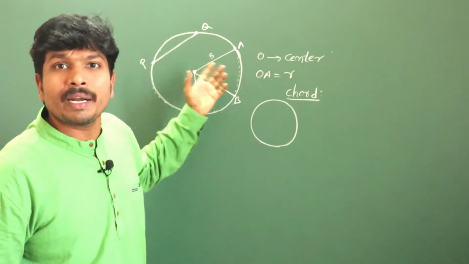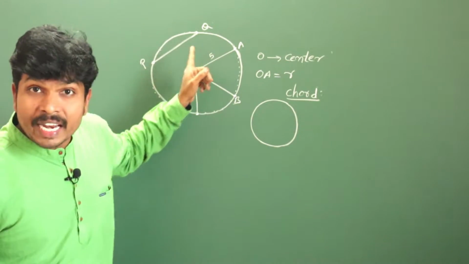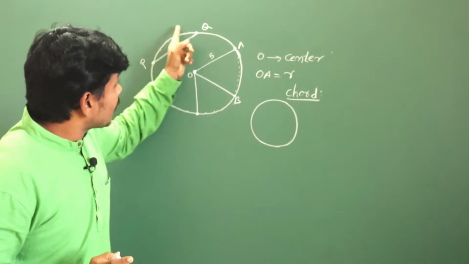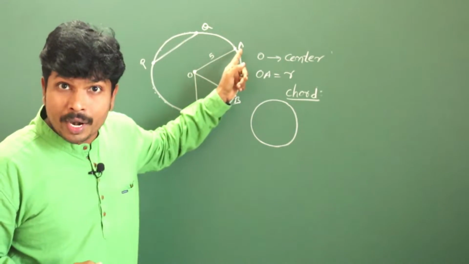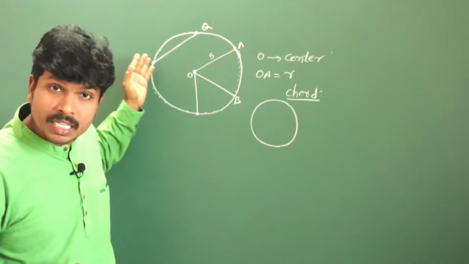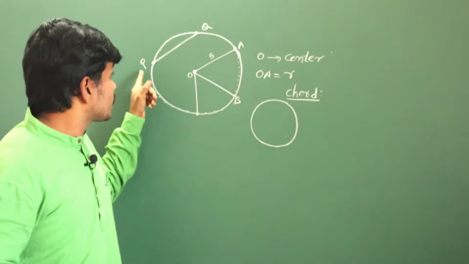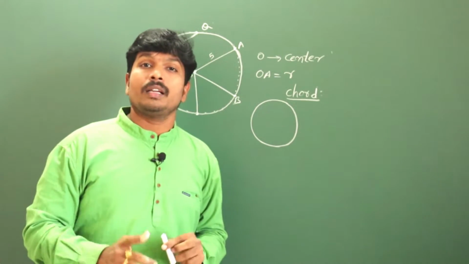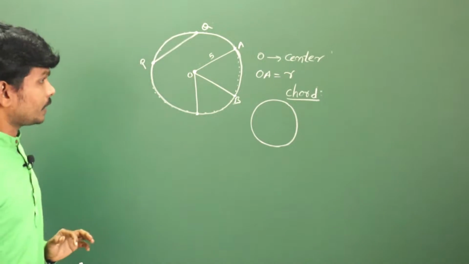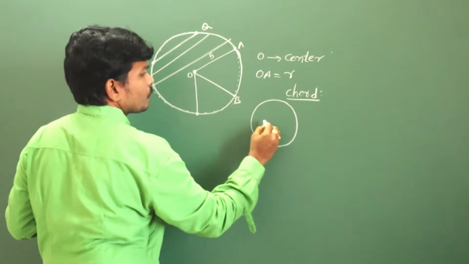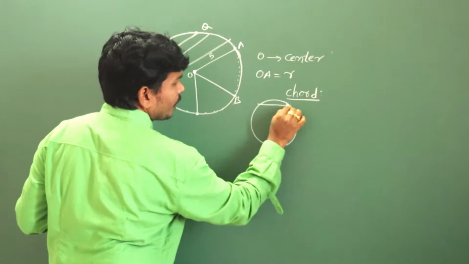How many chords can be drawn to a circle? Infinitely many chords can be drawn, because this circle has infinitely many points. You take any 2 points on the circle and join them, and definitely you get a chord. This is called a chord of a circle. Fantastic. So you can draw infinitely many chords. Just one chord I am drawing; these are the infinitely many chords.